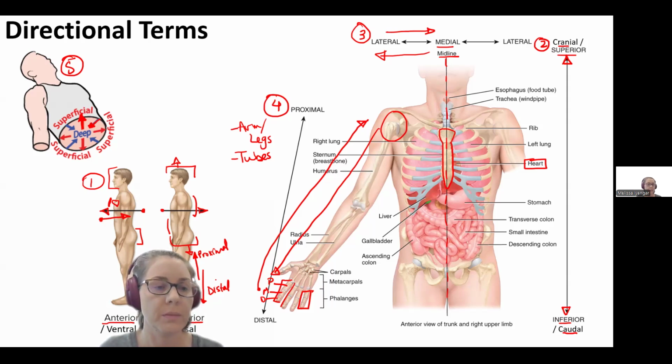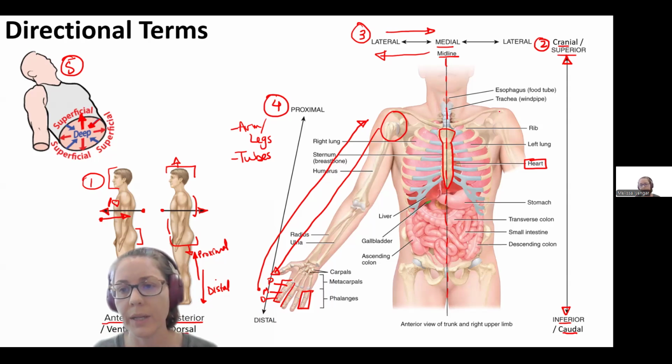Oftentimes it becomes, should I use superficial and deep or should I use anterior and posterior? In my opinion, you should think about which is the better term. If something is in front of, you use anterior. If something's in back of, you use posterior. If something is going all the way around, that's superficial. If something is underneath something that goes all the way around, that is deep.